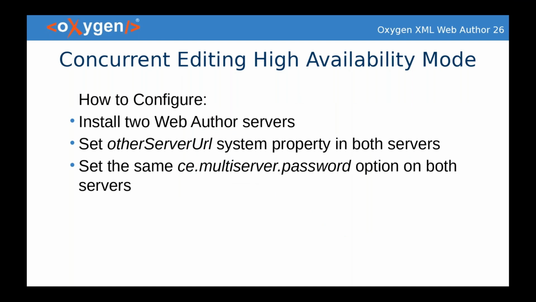How can you configure editing sessions on two different web author servers? You have to install two different web author servers. You have to set the same system property, called other server URL, in both servers to point from one to another. And then you have to set the same option on both servers. The option is called multi-server password. So the password must be the same.